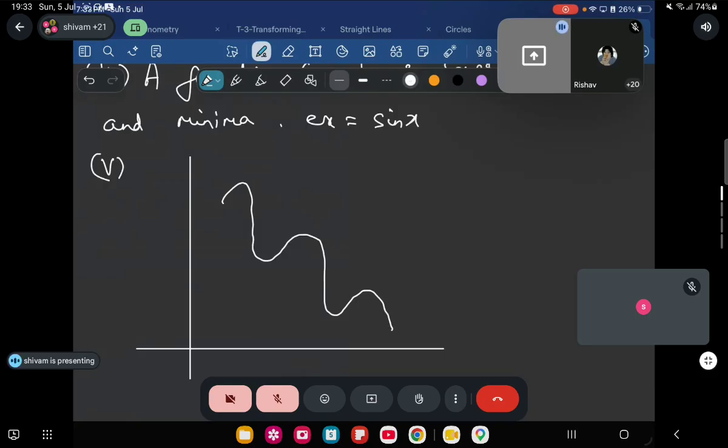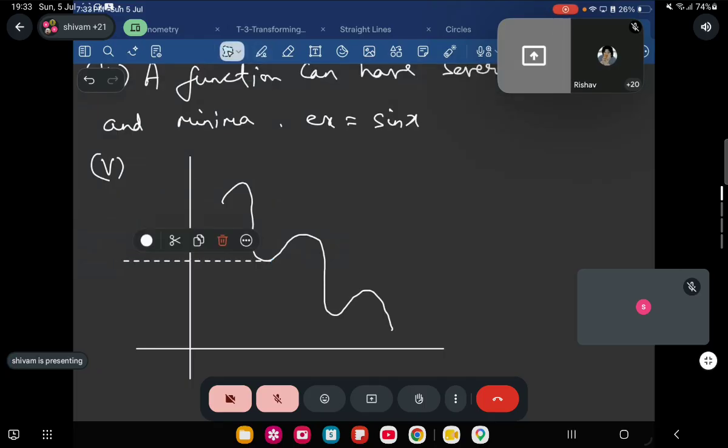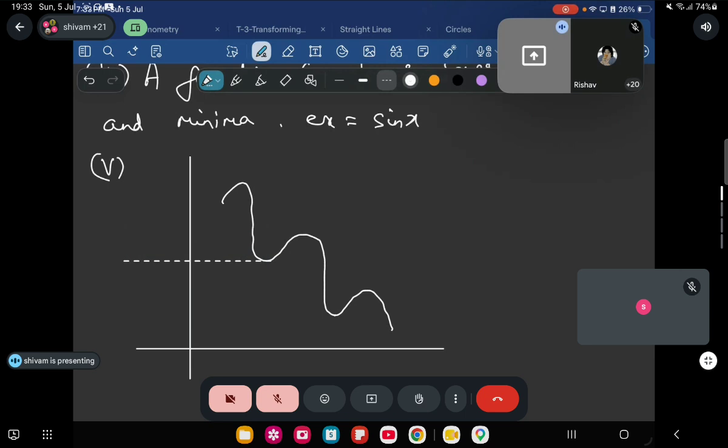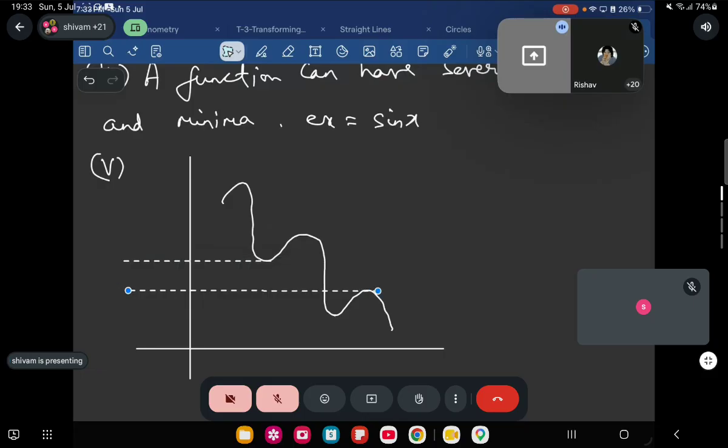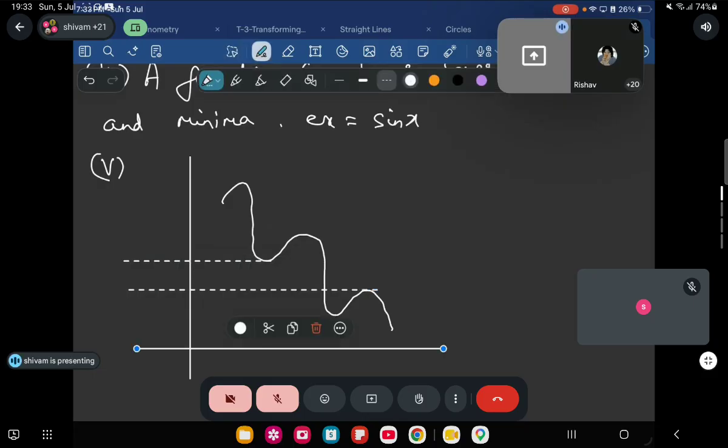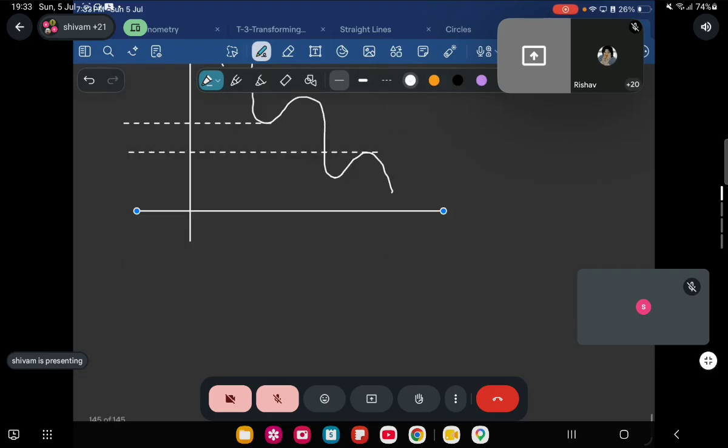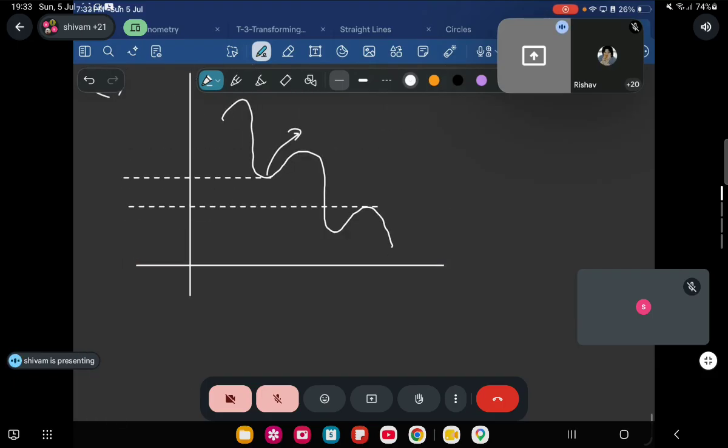See, over here, one of the local minima of the function is greater than the local maxima of the function. Can you people see? It can happen. Tell me, anyone having any doubt? You can ask me. Next, this is local minima, and this is local maximum.